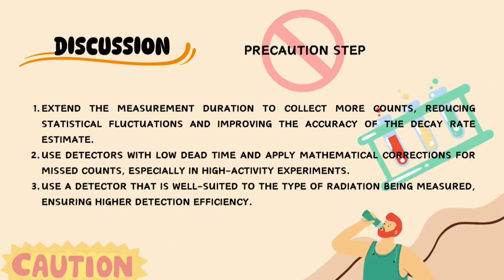Next, for the precaution step. First, extend the measurement duration to collect more counts, reducing statistical fluctuations and improving the accuracy of the decay rate estimate. Second, use detectors with low dead time and apply mathematical correction for miscounts, especially in high-activity experiments. Third, use a detector that is well suited to the type of radiation being measured, ensuring higher detection efficiency.